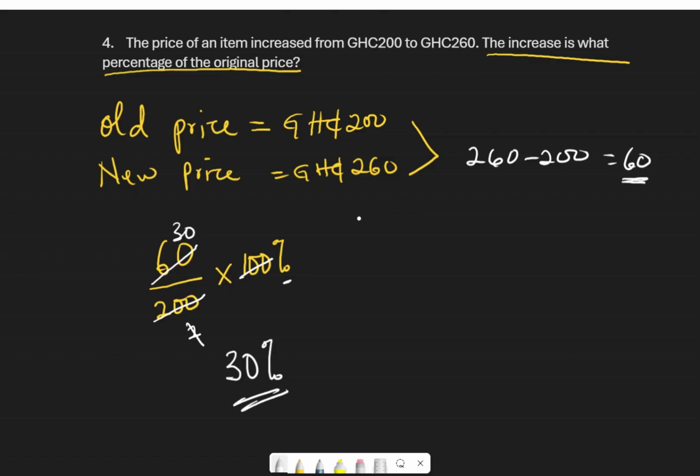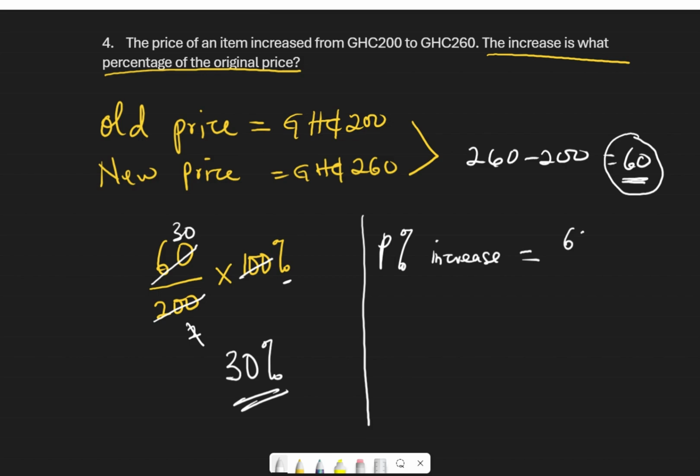Or we can solve it this way. After we've gotten the 60, which is the increment or the increase in price, we can say that percentage increase is equal to the increment, which is the 60, over the original value, which is the 200, the old price, times 100%, which we've written here. You solve it and you get 30%. That's all.